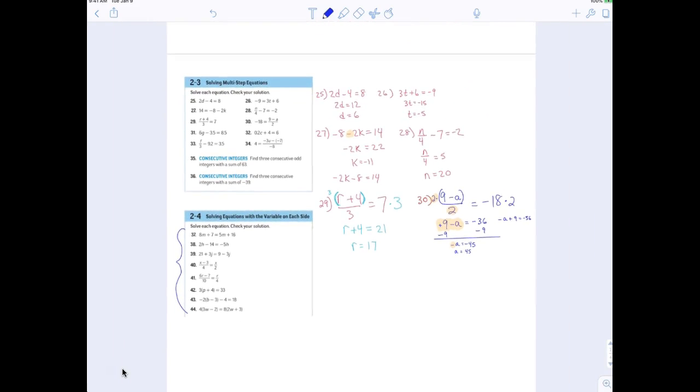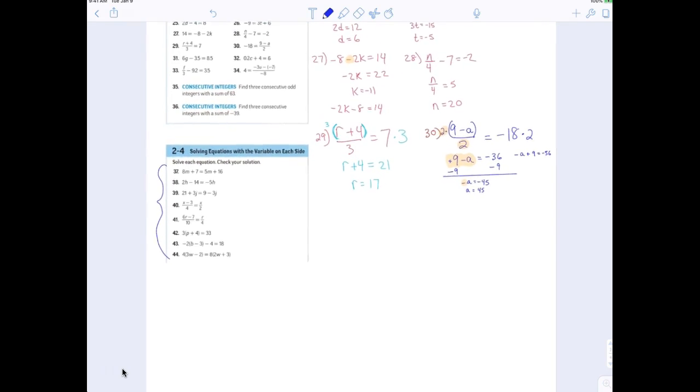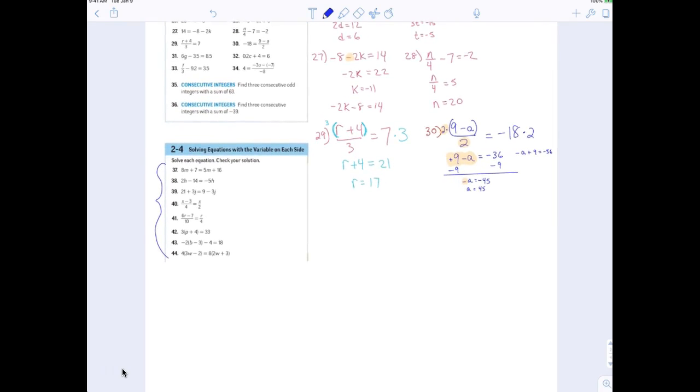All right, so here we go. That was 30, correct? Yes. All right, let's knock out 31, guys. So 31: 6g minus 3.5 equals 8.5. Is that good?